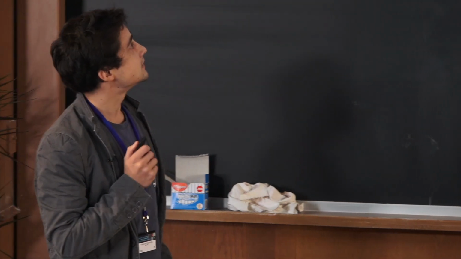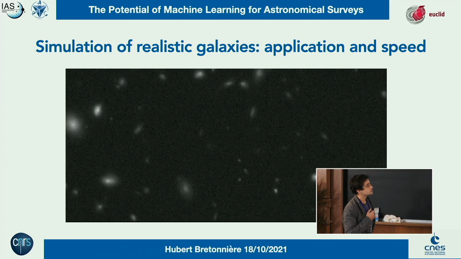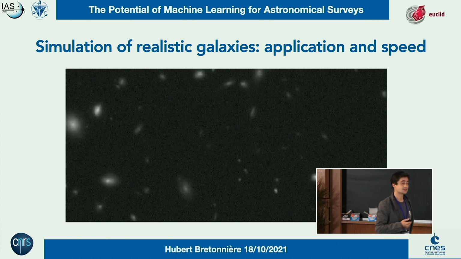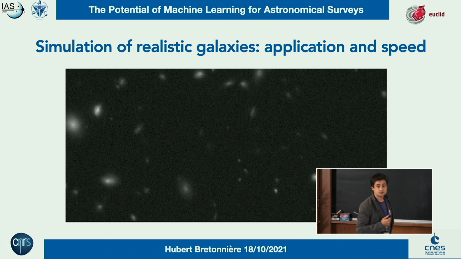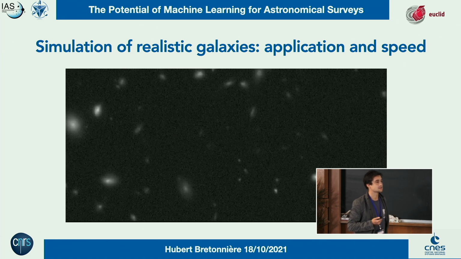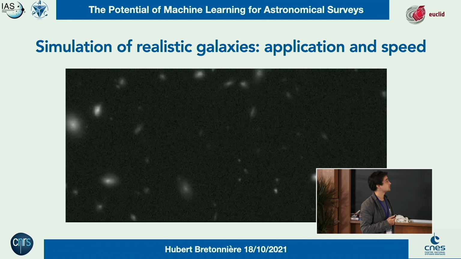So first, what we've done is to use a deep learning algorithm to simulate realistic galaxies, or at least more realistic galaxies than classical analytical profiles. And I will tell you a bit about that and how we applied that, and a bit of discussion about the velocity, the speed of simulation, and what to think when you develop an astronomical pipeline if you want to use machine learning.